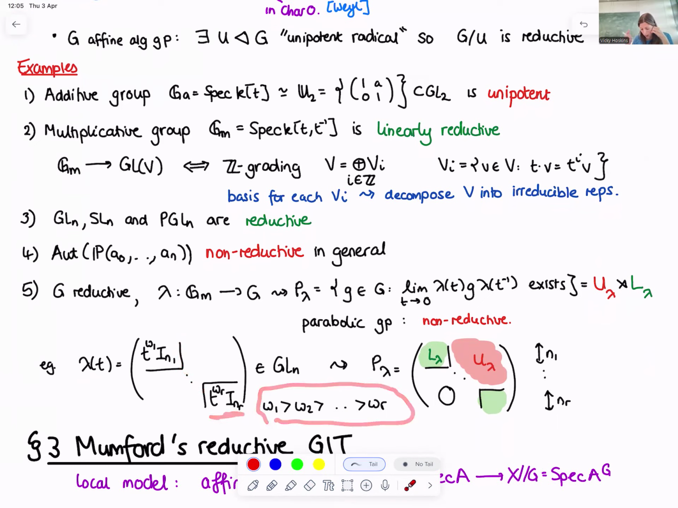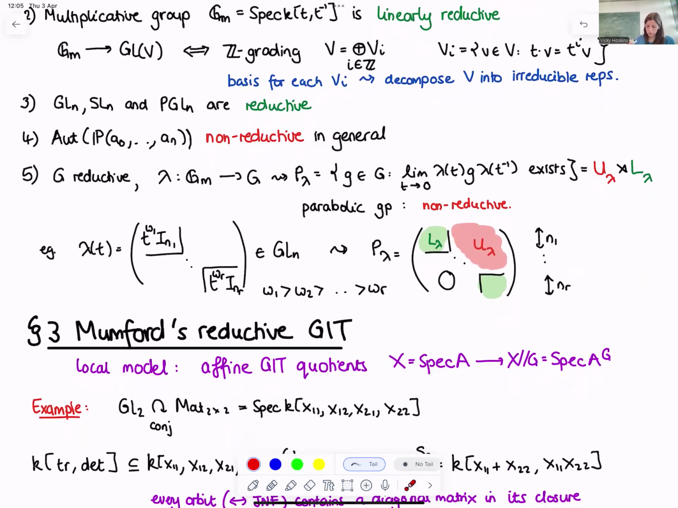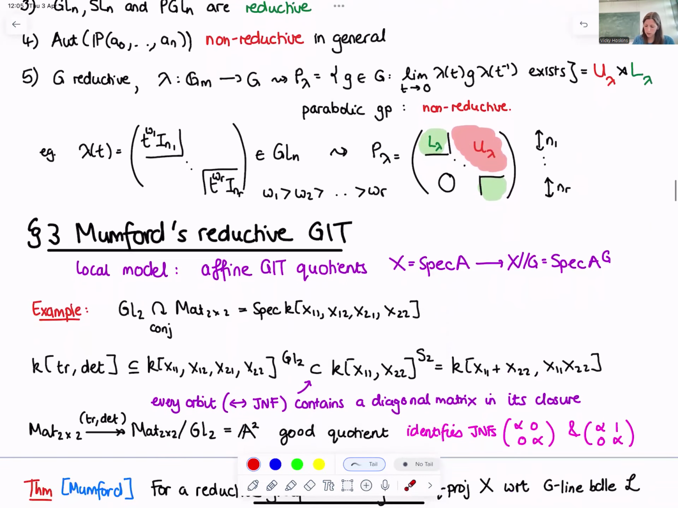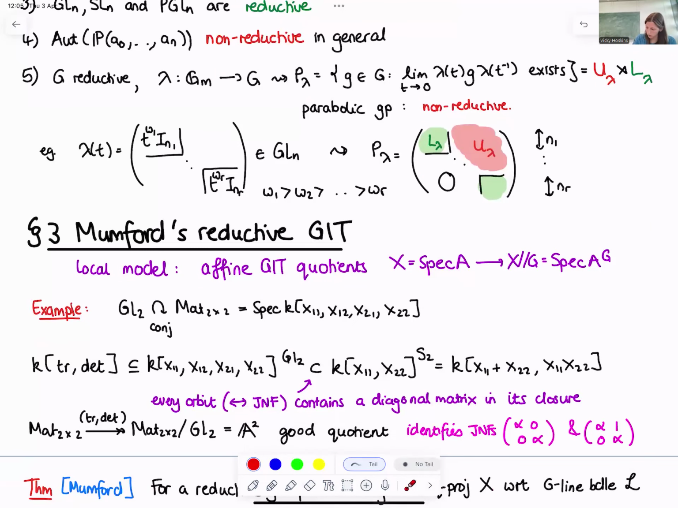So this Levi factor is these diagonal blocks, and then the unipotent part is this stuff on the strictly upper part. Okay. Let me say a few words about Mumford's reductive GIT. So the idea is that the local model for reductive GIT is always affine GIT quotients, which is given by, there should be a group acting somewhere here, I guess.